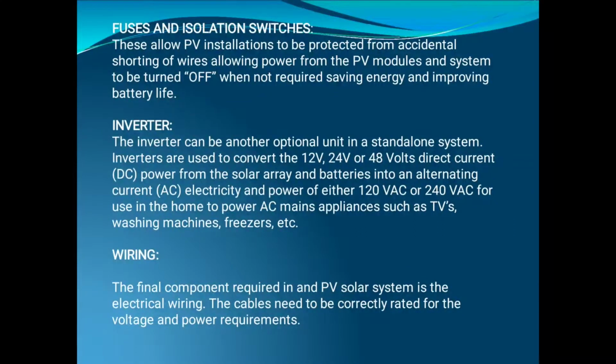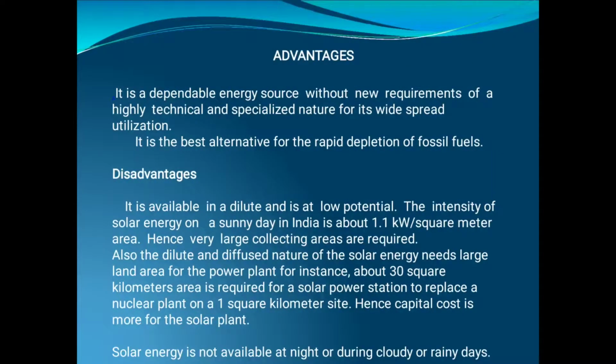Inverters are used to convert the 12 volt, 24 volt or 48 volt direct current power from the solar array and batteries into an alternating current electricity and power of either 120 volt AC or 240 volt AC for use in the home to power AC mains applications such as TVs, washing machines and freezers. Wiring. The final component required in a PV solar system is the electrical wiring. The cables need to be correctly rated for the voltage and power requirements.